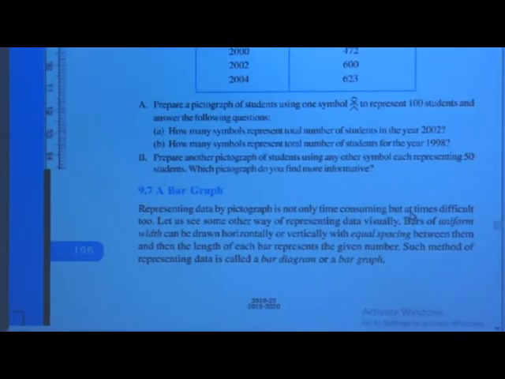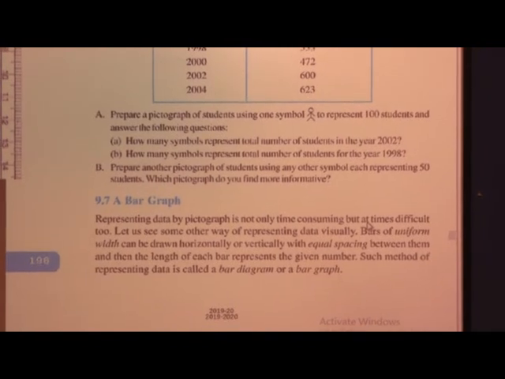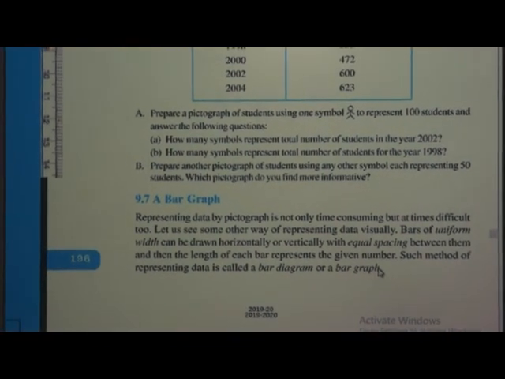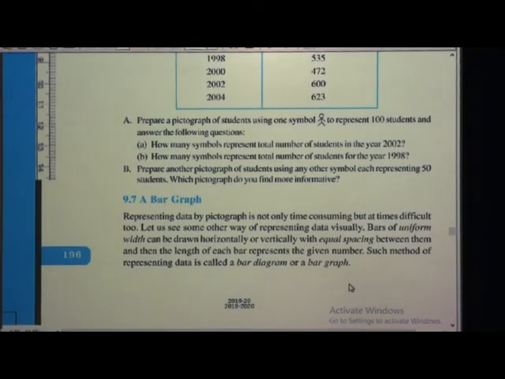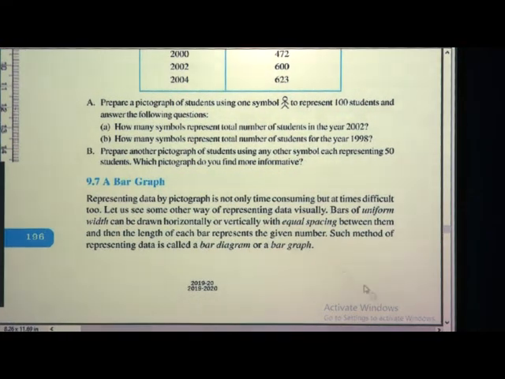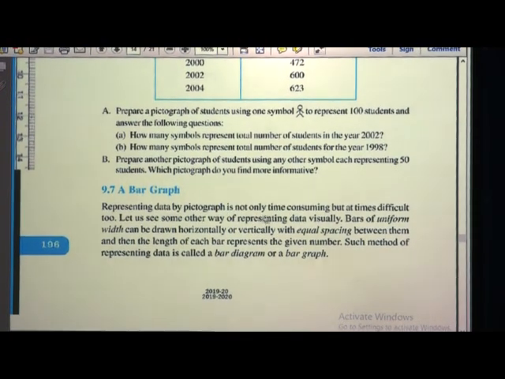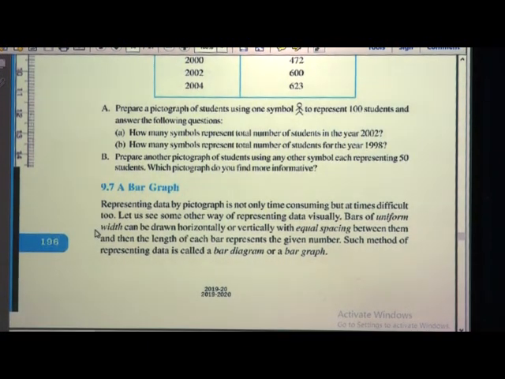So it is also a representation of data. Everywhere we represent the data. So here in this bar graph we are going to represent by the graph paper. Let us see in detail. See here, representing data by pictograph is not only time consuming but at times difficult too.